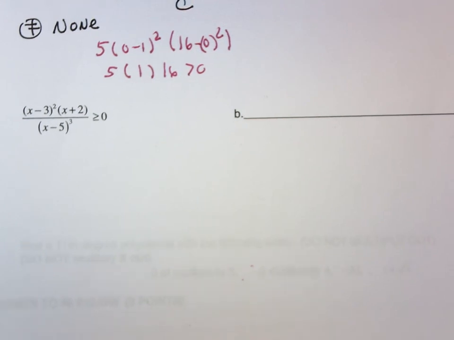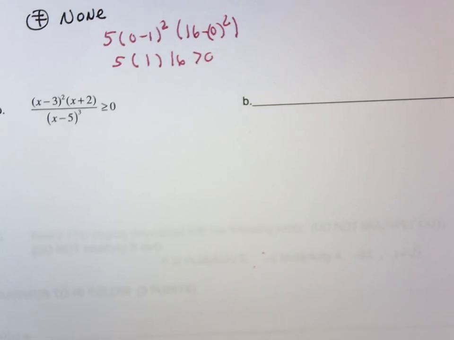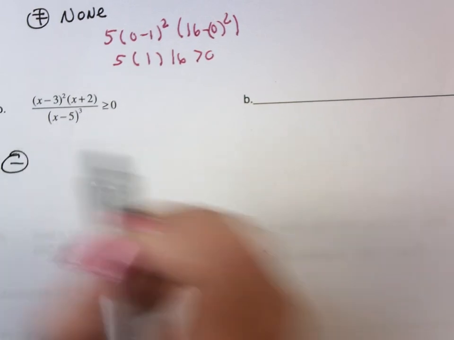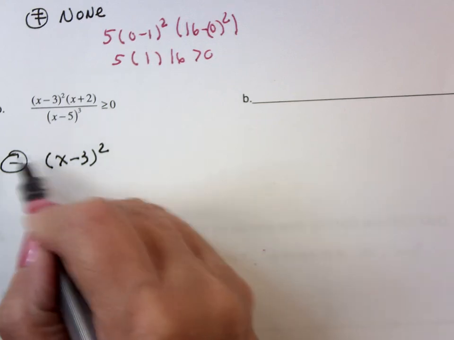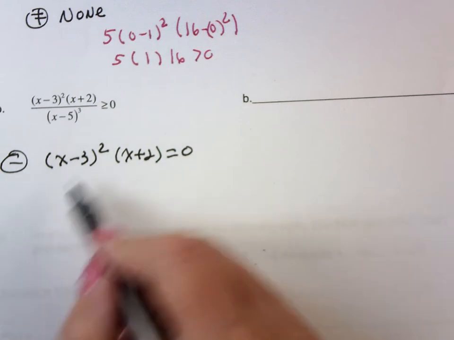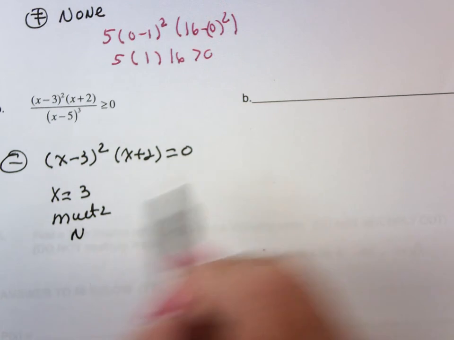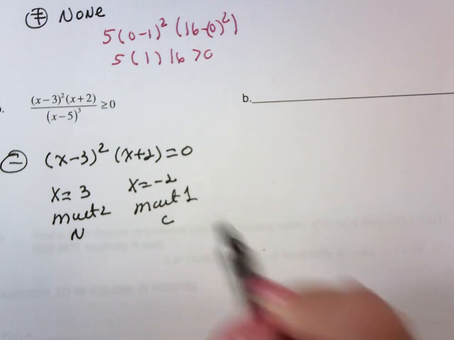Now here is the second problem. And this is a rational inequality, so the first thing I do is I want to solve the equal. That's where the numerator equals 0, (x minus 3) squared times (x plus 2) equals 0. This is x equals 3, multiplicity 2, no change. x equals negative 2, multiplicity 1, change.